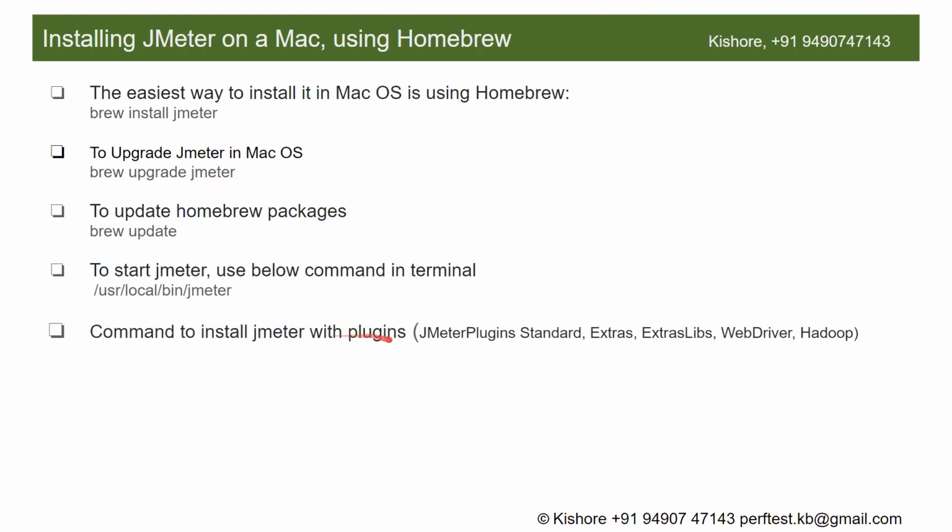And these are the commands to install JMeter with plugins: brew install jmeter --with-plugins, right? And Homebrew is a package manager that simplifies software installation on Mac, right?